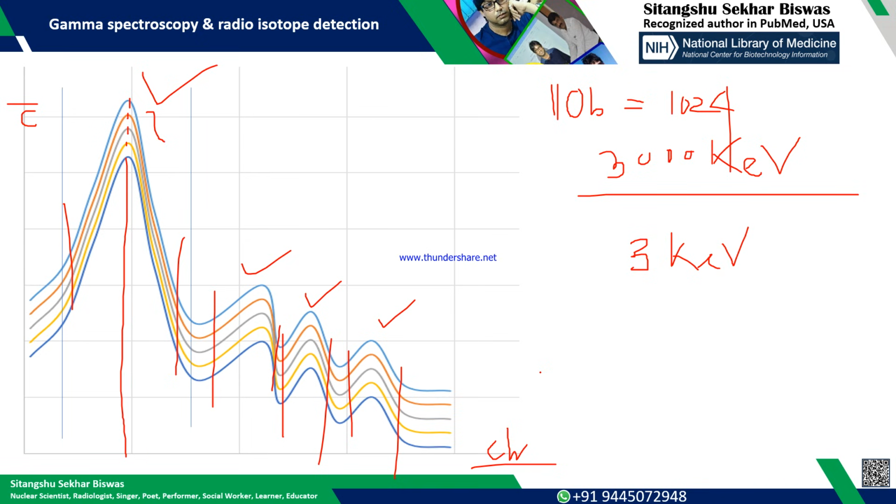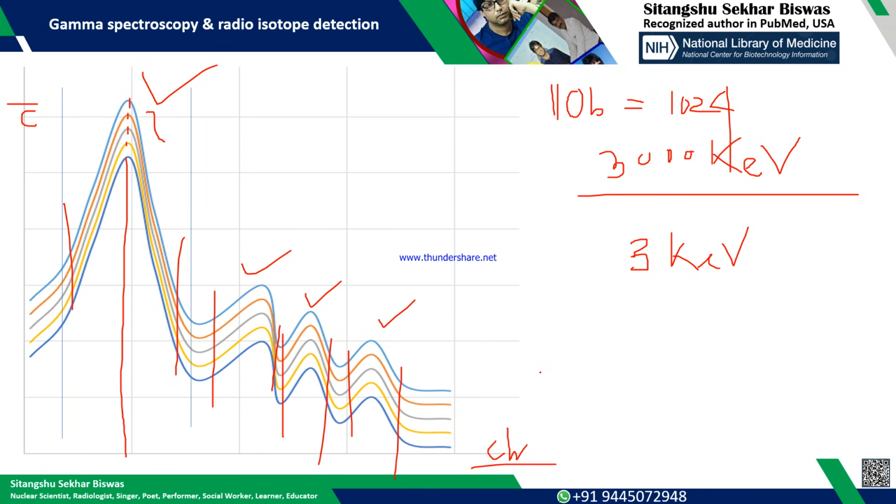By comparing this particular graph with an already known histogram of the gamma spectroscopy of a known isotope, you can very easily predict what kind of composition that particular fuel has.